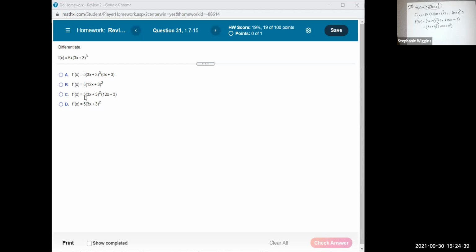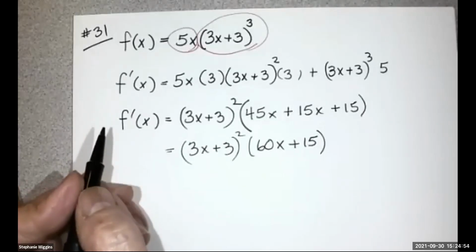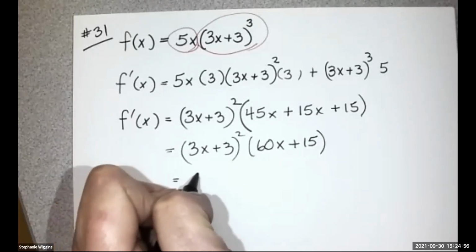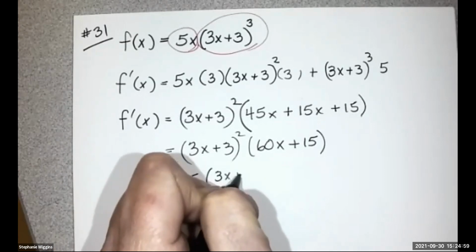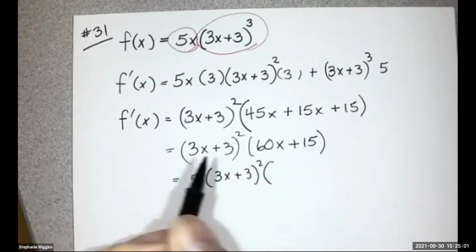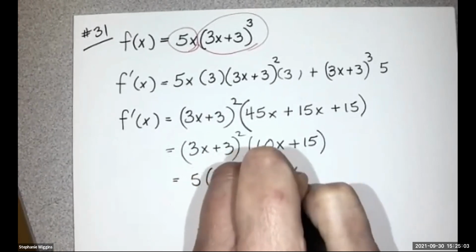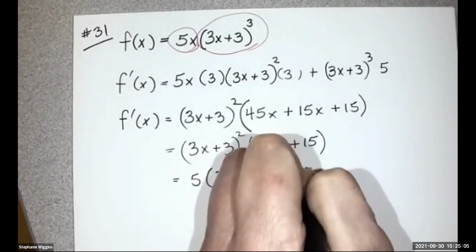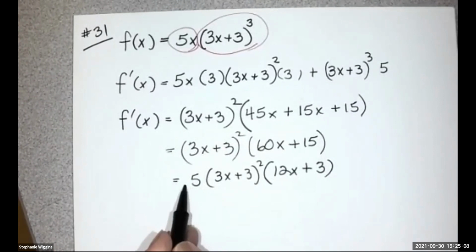They factored out the 5. Yep, C is the correct answer. And notice here, if you factor out the 5, if you multiply this, 5 times 12 is 60, and 5 times 3 is 15. So that's what I got. So they just factored out that 5. They took the 5 out of here, and they were left with 3x plus 3 squared. Taking the 5 from 60 gives me 12x. Taking the 5 out of the 15 gives me plus 3, and this is the answer that they have. So C is the correct answer.